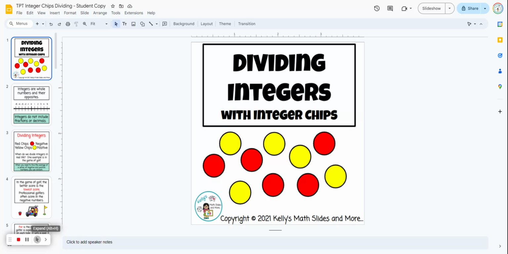Dividing integers using integer chips. This is a digital lesson, and students can move these yellow and red chips around their screen in order to solve the division problems. Now this lesson follows my other 3 lessons on integer chips with adding integers, subtracting integers, and multiplying with integer chips.